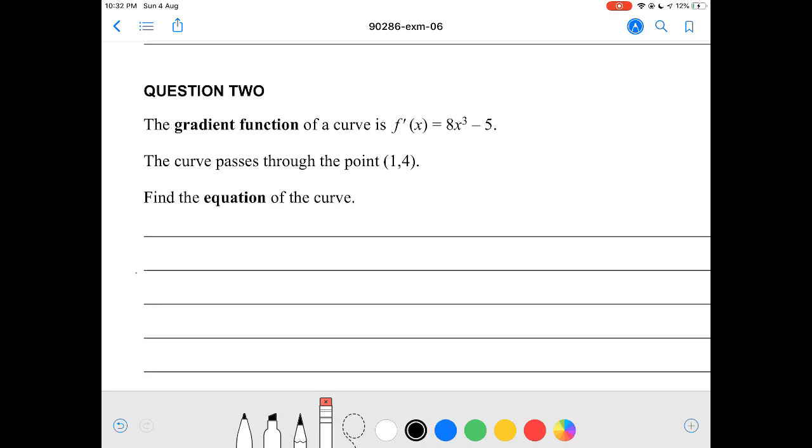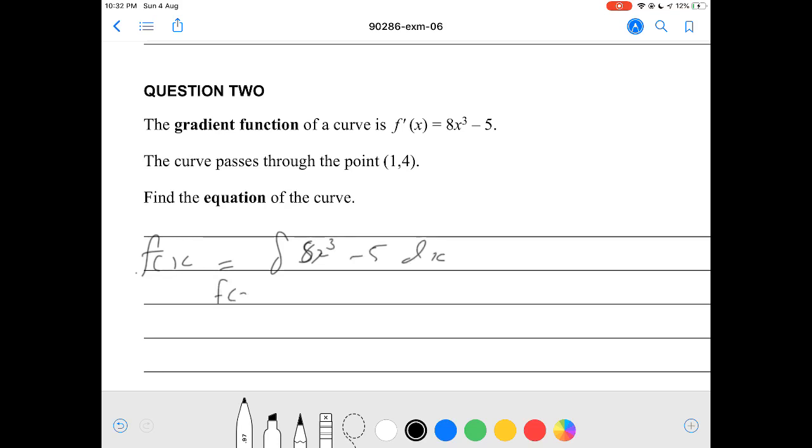Okay, so it's a gradient function. So this time we're going from a gradient function to a function. And we're going to integrate and substitute the point in to find our function. So we need to integrate. So it's basically we're doing the opposite, so anti-differentiation. So therefore, we're going to find out f of x. That equals the integral of 8x to the power 3 minus 5 dx.